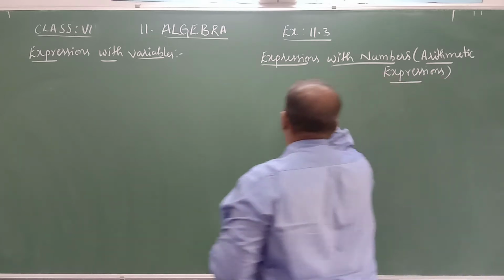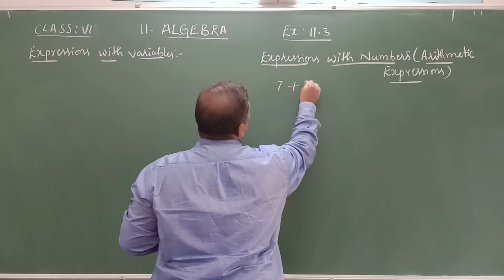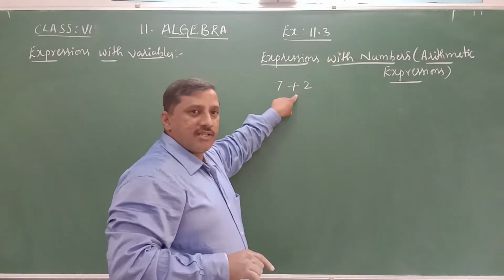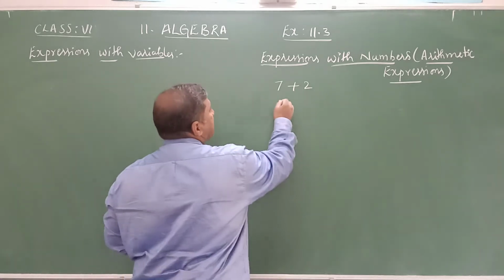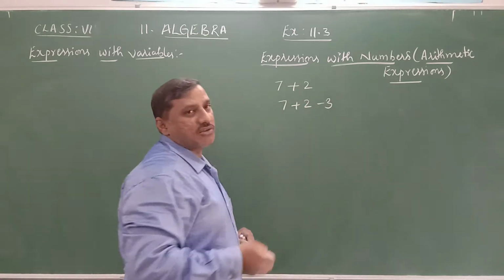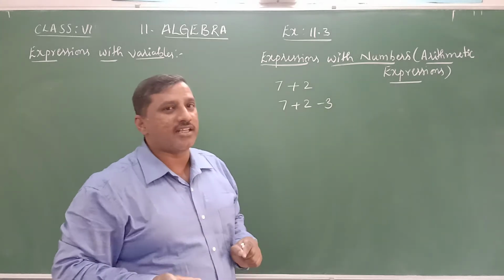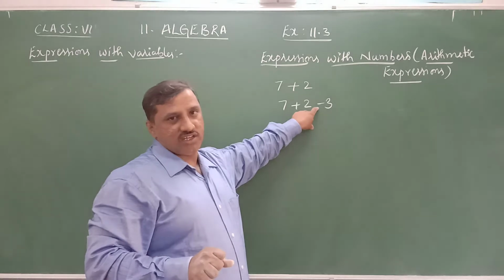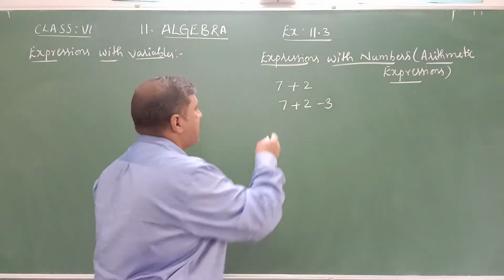For example, 7 plus 2. Here 7 and 2 both are numbers and they are added; that is, the plus sign is there. 7 plus 2 minus 3. Here we have 3 numbers and 2 arithmetic operations, addition and subtraction.